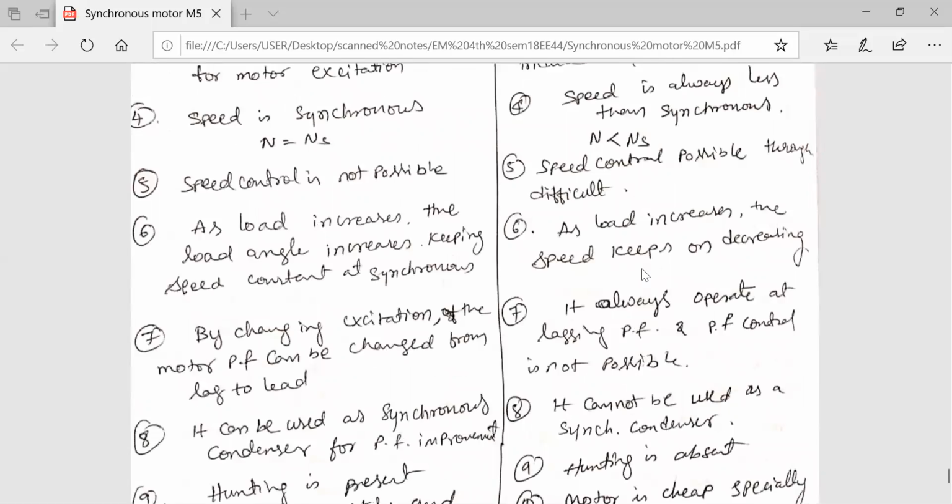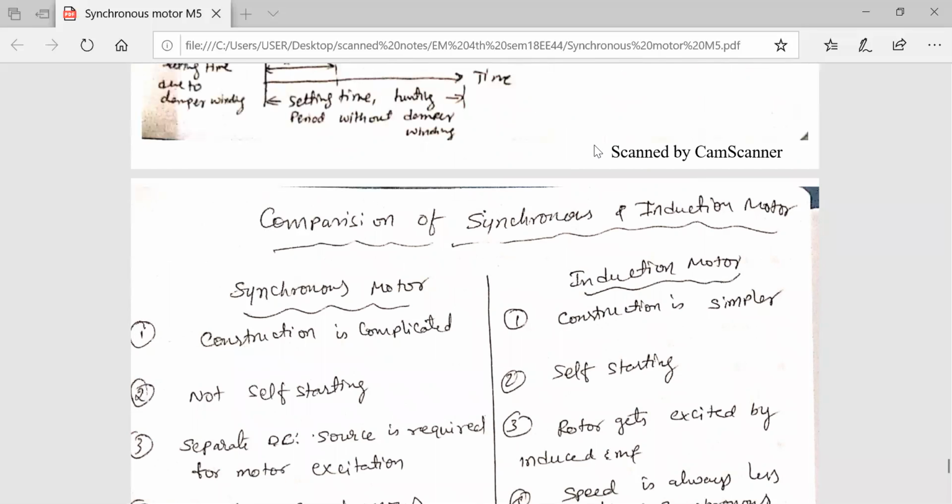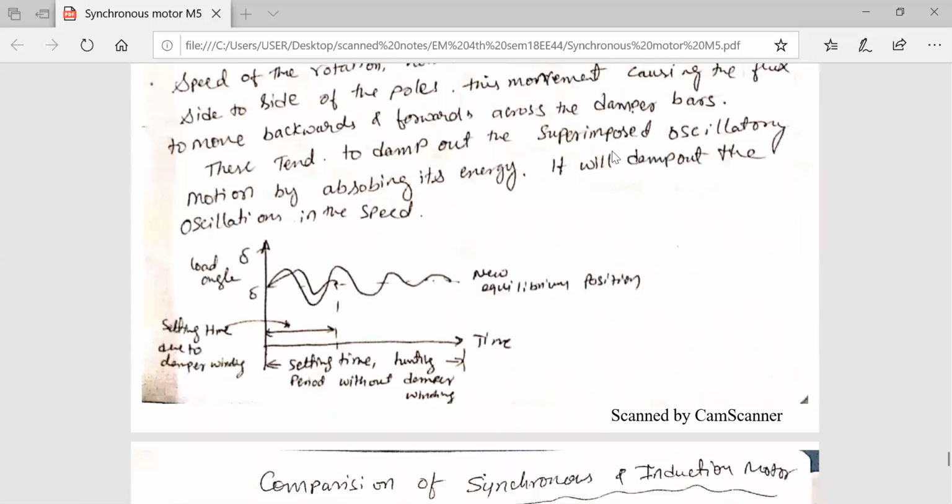Okay, so this completes the synchronous motor chapter.